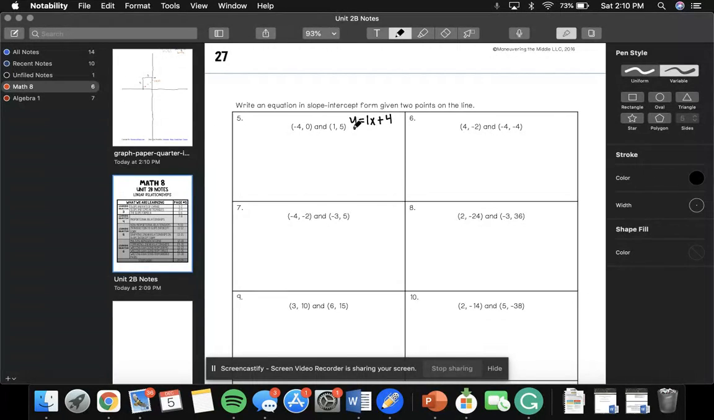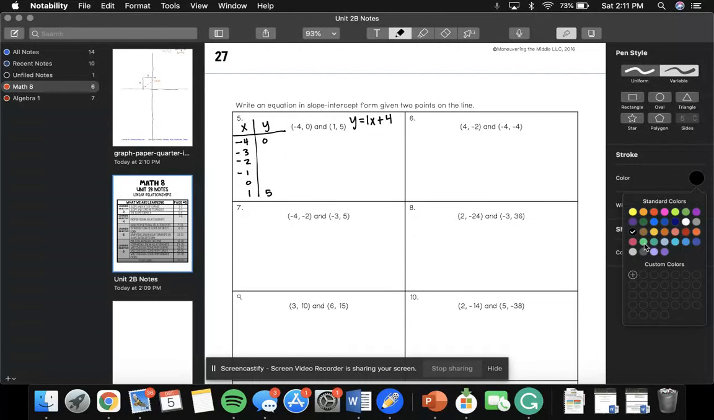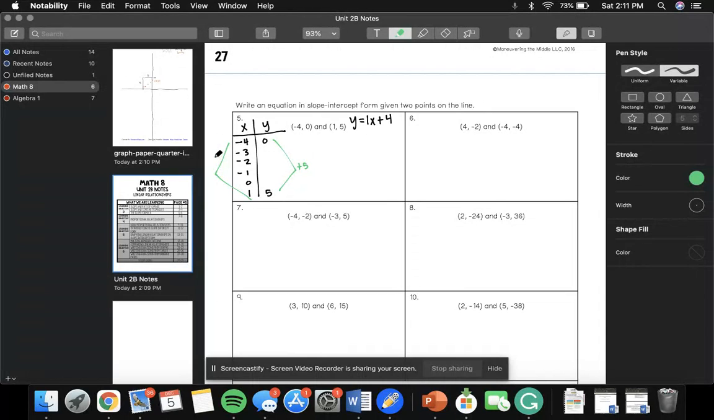Okay. If you like the table way, okay, we have -4, 0. Okay, and I'm going to fill in a little bit more of the table. And 1, 5. Okay, the only thing I know is -4, 0 and 1, 5. So you go from 0 to 5 by adding 5. You go from -4 to 1 by adding 5 as well. So the slope is 5 over 5, which is equivalent to 1. Then we need to figure out, our goal is to figure out right here.